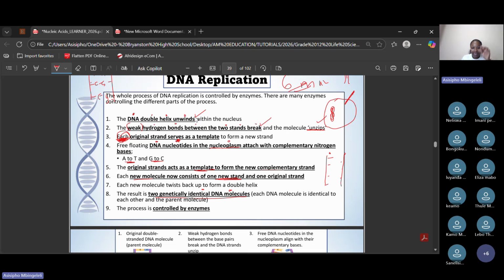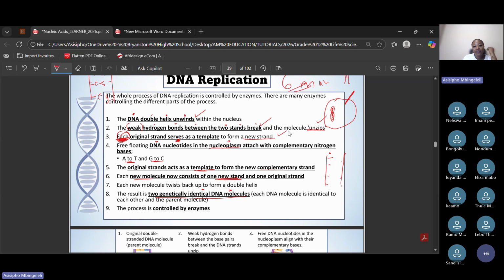Now, a DNA double helix molecule unwinds. Then the bonds will break and the molecule unzips. So it unwinds first, breaks, and then unzips in that order. Then each original strand, what we mean by the original strand is those template ones, because it's the ones that unwind. Each original strand will serve as a template to form a new strand. The tick is at the end.